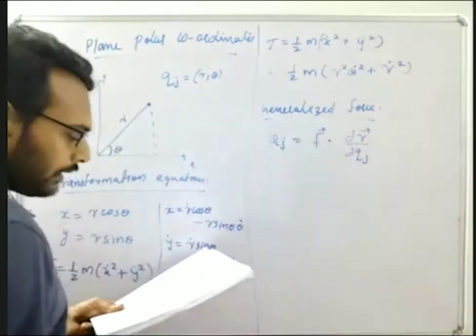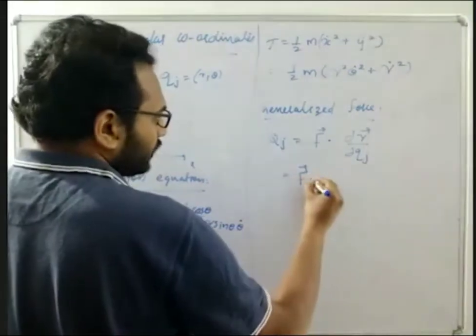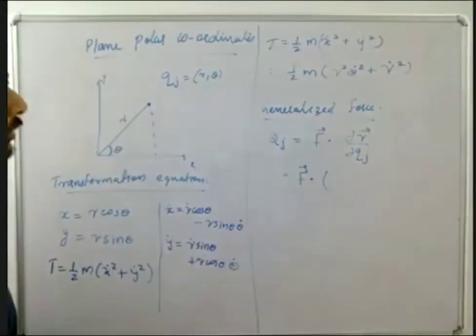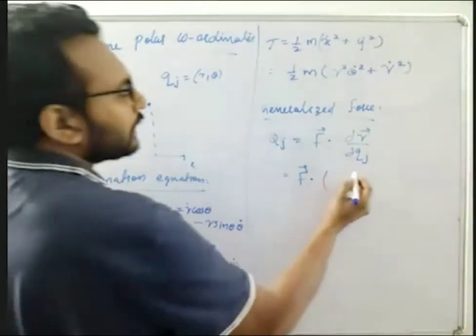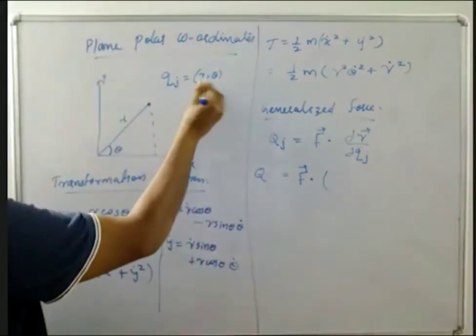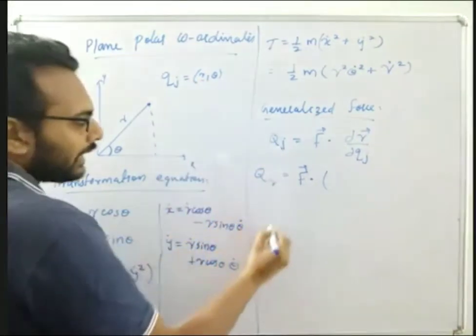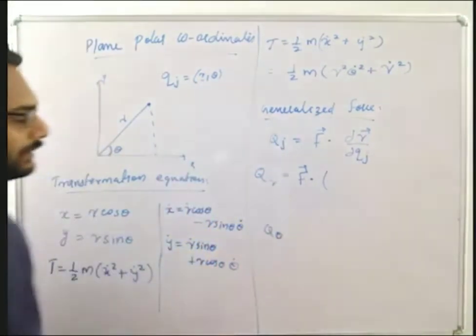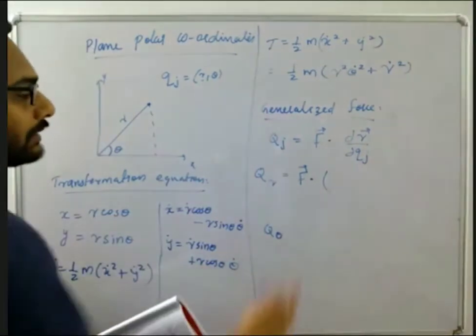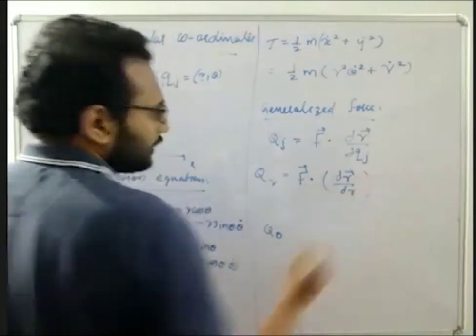So we can now write this down. Qj is equal to F vector dot dou r vector by dou qj. For q we have two coordinates here, r and theta, so corresponding to that you have to take Q r and Q theta, the generalized forces. So Q r is F vector dot dou r vector by dou r.